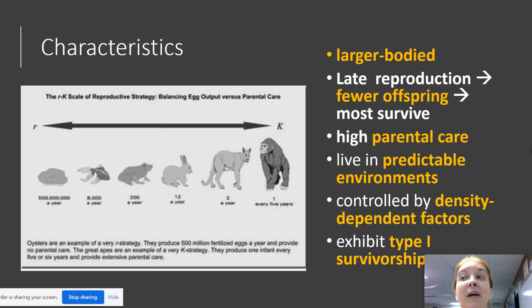Controlled by density-dependent factors as well. So things like competition and predation and disease can also control these guys. And they exhibit a type 1 survivorship curve, which I will show you in just a minute.